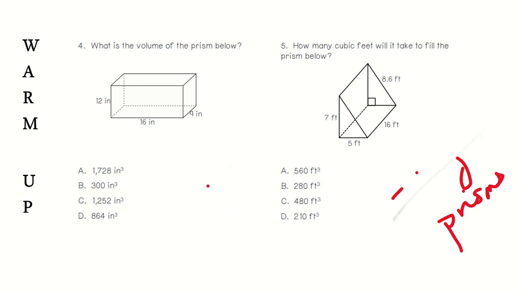So why don't you pause the video and try number 4 and 5. These are off of a worksheet, that's why they're called 4 and 5. Why don't you just try them and see what you get, and then you can hit play and compare with me again.